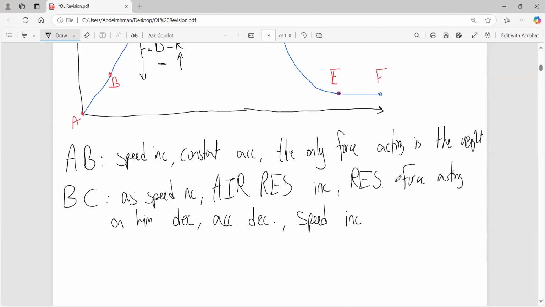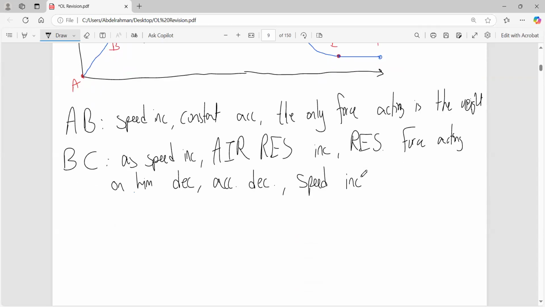At C, the resistive force has increased until it becomes equal to the weight. His speed has increased so much that the resistive force, which is the air resistance, has become equal to the weight. From C to D, air resistance is now equal to the weight. When the resistive force is equal to the weight, this means that the resultant force is zero.